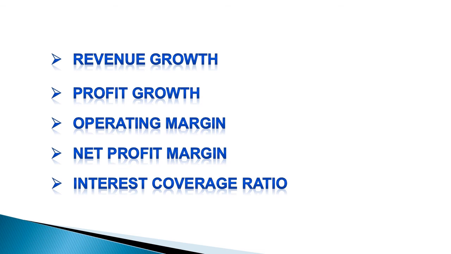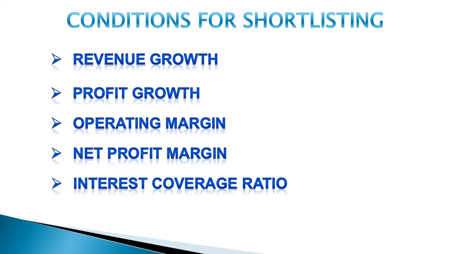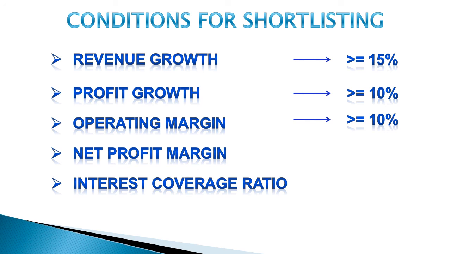Conditions for selecting stocks can be set as: revenue growth for the last 5 years should be greater than or equal to 15%. Profit growth for the last 5 years should be greater than or equal to 10%. Operating margin should be greater than or equal to 10%. Net profit margin should be greater than or equal to 8%. Interest coverage factor should be greater than or equal to 3. These numbers are chosen for preliminary shortlisting only. During detailed analysis, these numbers will be refined based on industry average.